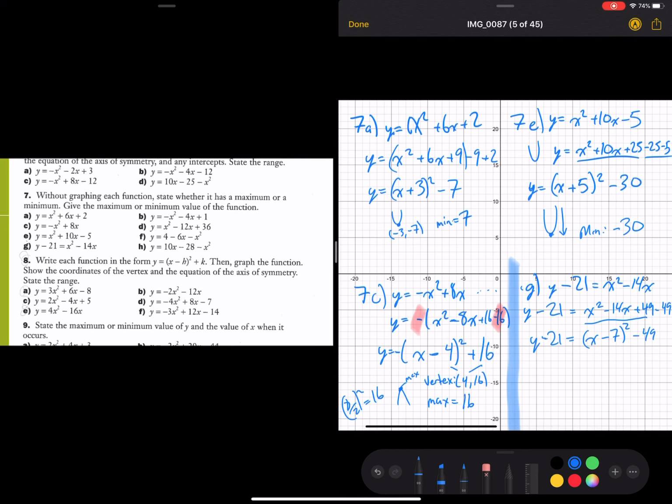And guess what? Let's move this 21 here, plus 21. Which means y equals x minus 7 squared minus, I can't do this in my head, I think 28. So guess what? It is opening upwards. It's a minimum. By the way, what's this vertex? This vertex is 7, minus 28. Our minimum is equal to minus 28. That's it for question 7, parts A, C, E, and G.